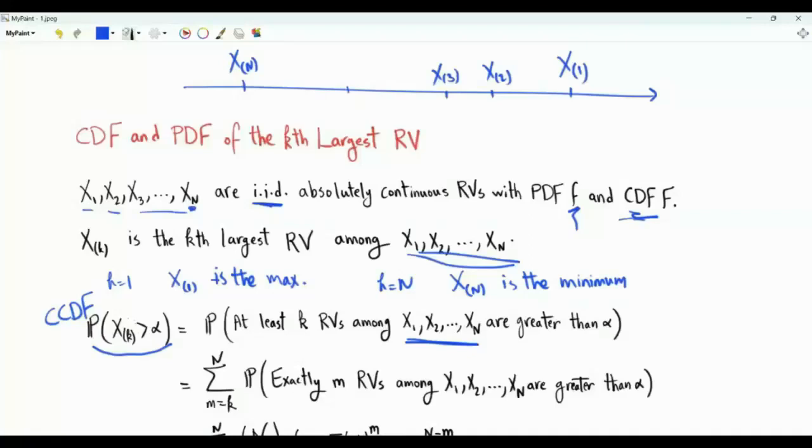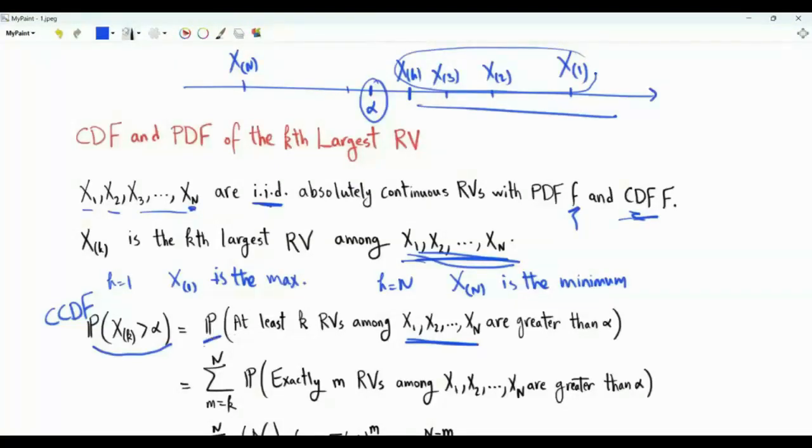The event of interest is that the kth largest is greater than a given alpha. Suppose that alpha is this number here. What does it mean that the kth largest is strictly greater than alpha? We must have at least k of the random variables with values that are greater than alpha. Because if the kth largest is greater than alpha, then it must be the case that x sub k is somewhere here. We must have at least k of the random variables greater than alpha.